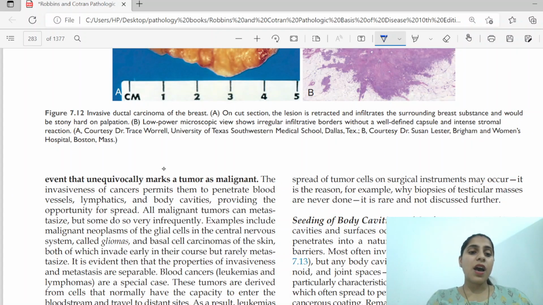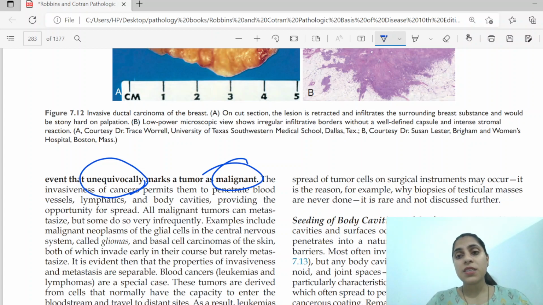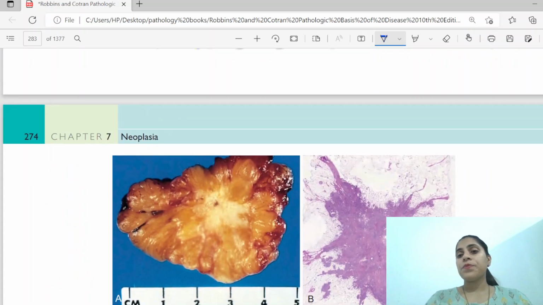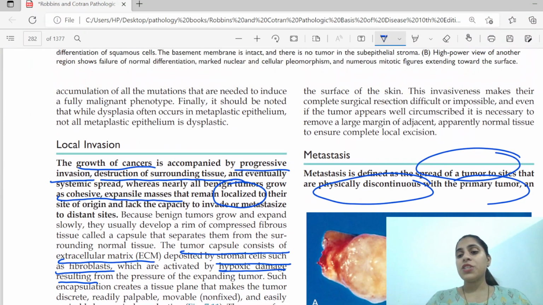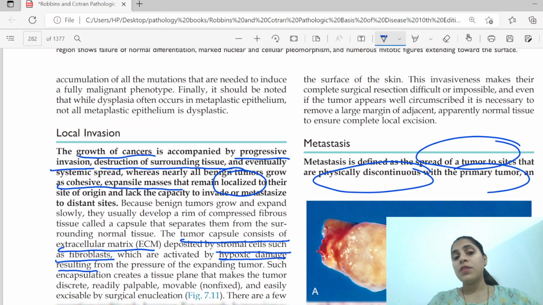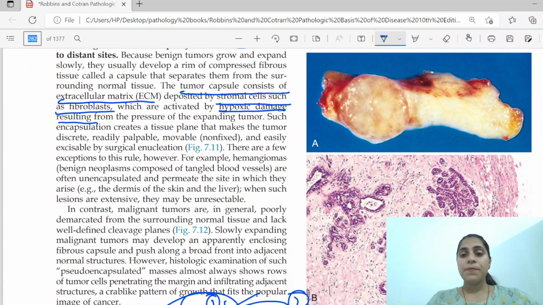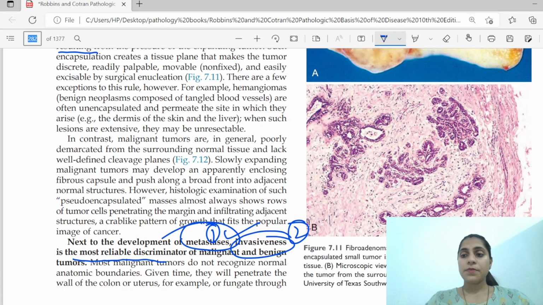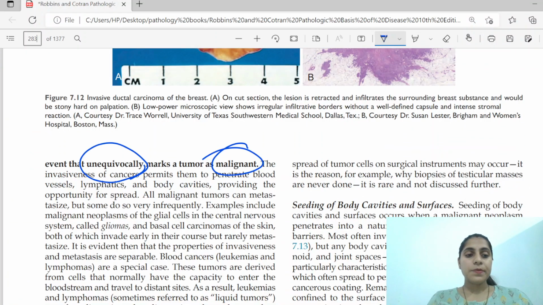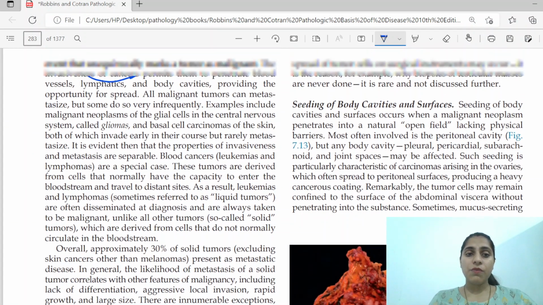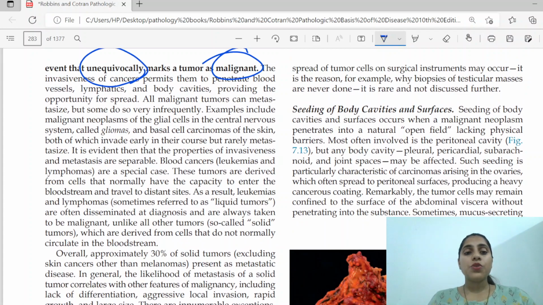An event that is unequivocally marked a tumor malignant. That means that if there are all the features of benign, but something has metastasized, it is labeled as malignant. So the total definition is spread of tumor to a physically discontinuous site from the primary tumor. That event is unequivocal, marks a tumor malignant.